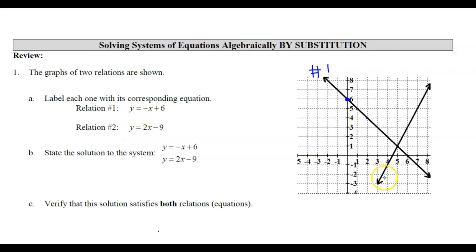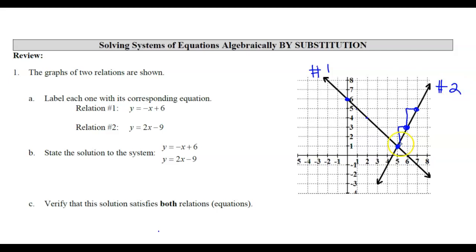Next one is solve for y. The y-intercept is -9. We don't have enough of the graph, so it's hard to tell. It looks like it could be -9, so let's use the slope to check. Here's a nice point. Let's go up 2 to the right 1. Do we get another point? We sure do. So that's relation number 2.